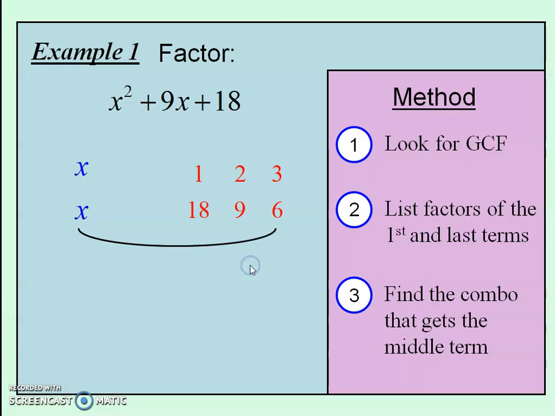So I'll have to look for another one. Suppose I tried this combination. Remember that when I join these, I multiply them. X times 6 is 6x, x times 3 is 3x. Is there a way to get to 9x using these two factors?